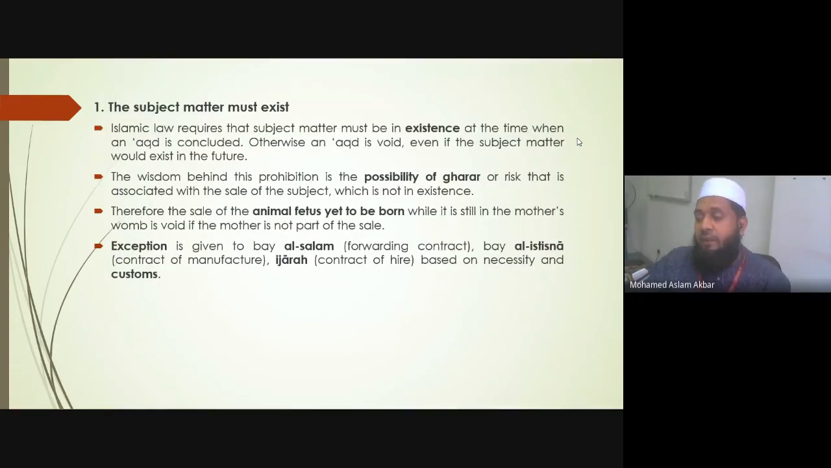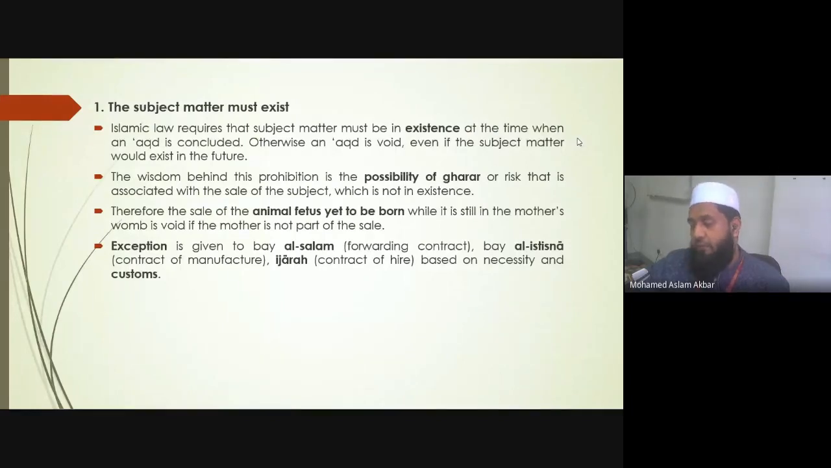Okay, now we see one by one. The first condition of the subject matter is that the subject matter must exist. What does it mean? It means that it has to be there. You cannot sell something which will be in the future, something which is not available right now, because there's a possibility of gharar. If I'm selling to you next year's mango, or the 2025 iPhone, it is something that does not exist yet. The old example they give is the animal fetus yet to be born, because usually people sell it together with the animal. That was not correct: you are selling the cow, but you cannot sell the fetus inside the cow or the sheep, because we are not sure whether it will come alive or not.